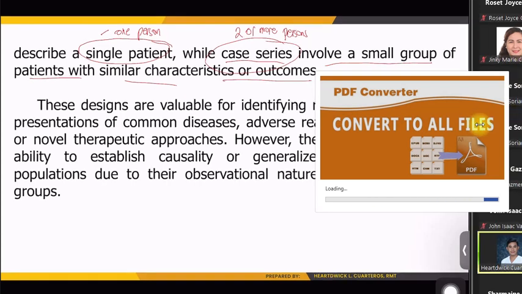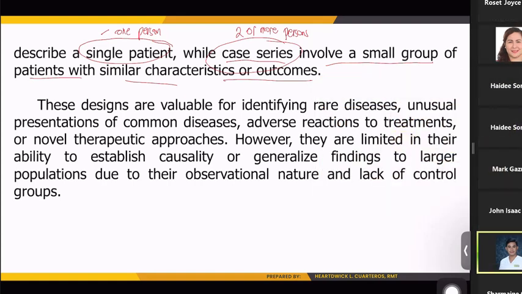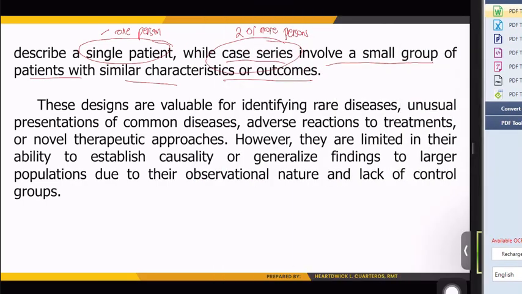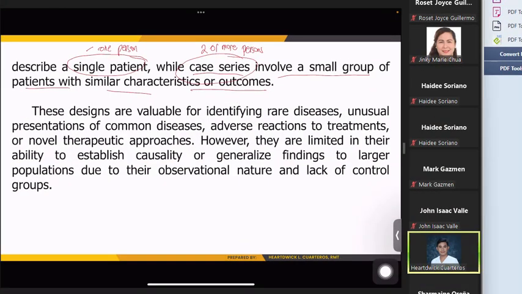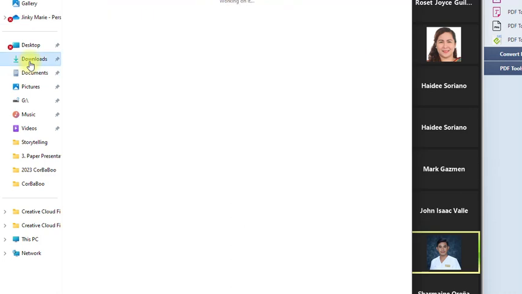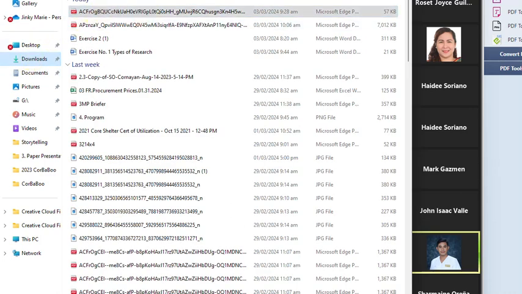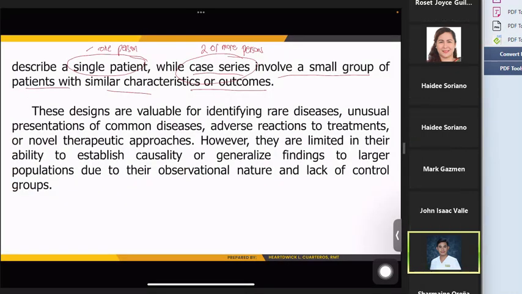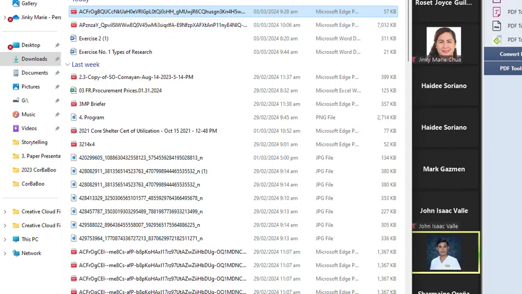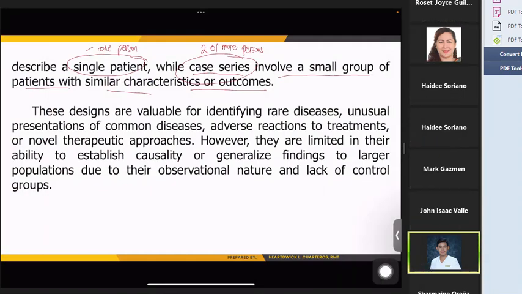Now, in some cases or in rare cases, this Entamoeba coli now causes a severe diarrhea. Okay, severe vomiting, severe diarrhea, and severe stomach ache. Okay, so pwede nating ma-incorporate, okay, ang case report or case analysis sa health phenomena na ganito. Okay? We have also adverse reactions to treatments, okay, or novel therapeutic approaches. However, they are limited in their ability to establish causality or generalize findings to larger populations due to their observational nature and lack of control groups.